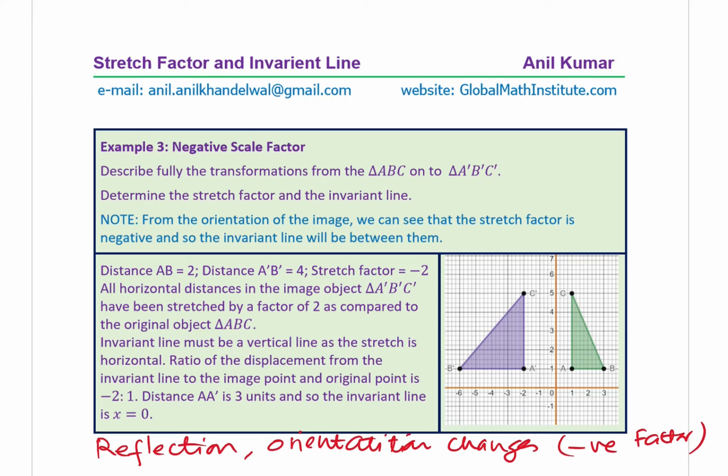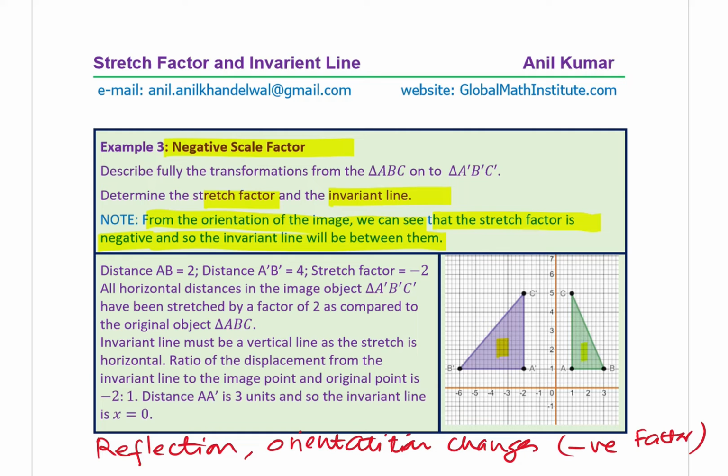And second, we also expect the invariant line this time to be in between the two objects, correct? So that is important. With this example, we'll understand how to take care of negative scale factors. The question again is: describe fully the transformation from the triangle ABC onto A dash B dash C dash, and determine the stretch factor and the invariant line. Now that's the diagram given to you. What do you notice? From the orientation of the image, we can see that the stretch factor is negative, and so the invariant line will be in between the two.